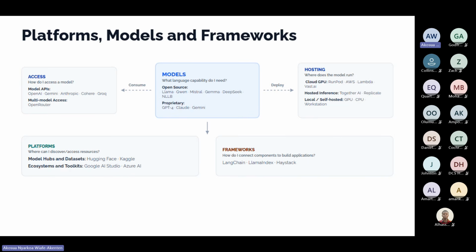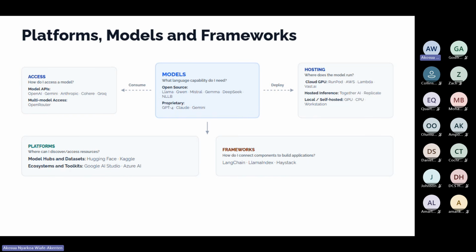The next category we should be looking at is the access to the model. How do I even access these models? At this point you've identified the model you want to work with or adopt for your solution, but then you need to find a way to communicate with that model from whatever solution or resulting application that you develop.